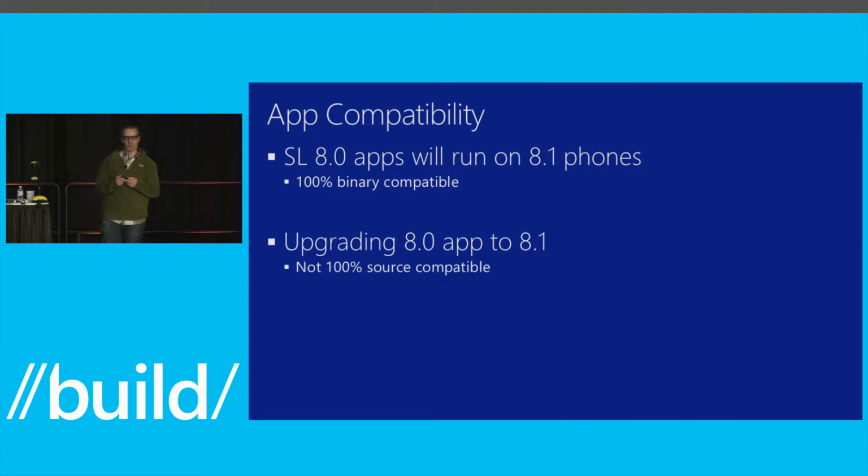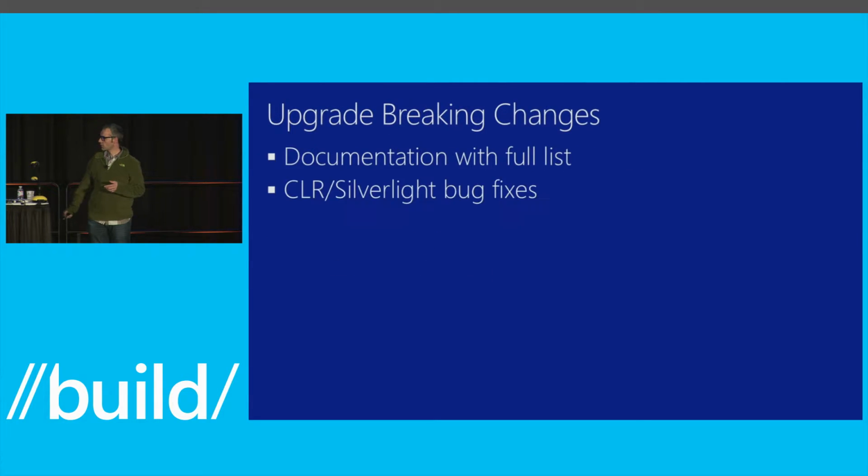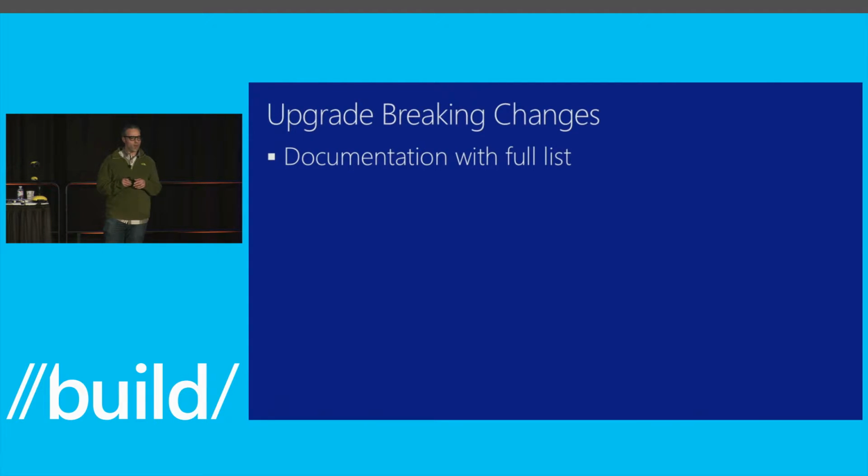Now, upgrading your app from 8.0 to 8.1 is not 100% source compatible. What I mean by that is we have a set of what we call upgrade breaking changes. Some of that is because of running in this new modern context, and some are because of bug fixes. There are probably 24 or so of these upgrade breaking changes. Every release, we always have a set of upgrade breaking changes that you need to look at. MSDN will have the full list. I'm not going to show you the full list now. However, I do want to give you an idea of what kind of things are there.